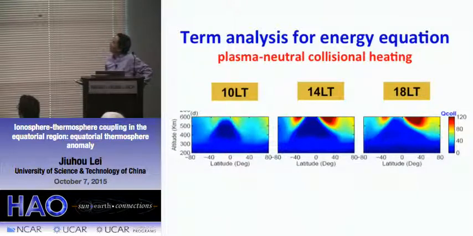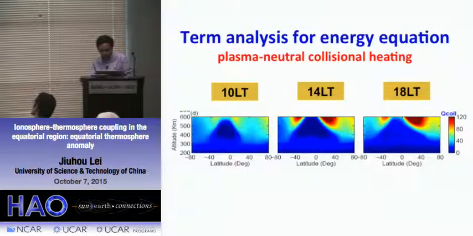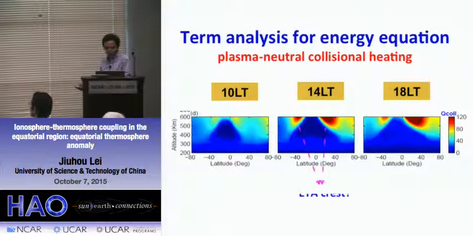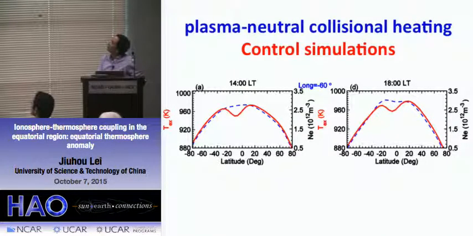And here in the daytime, you can see around 40 degree latitude a large peak. That's why, even when we didn't include the field line drag, you can see a small or weak crest. That's the main reason.